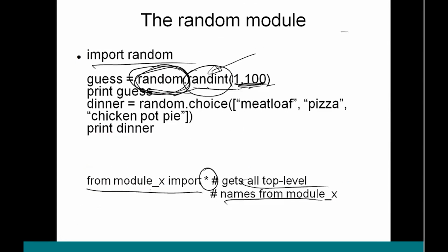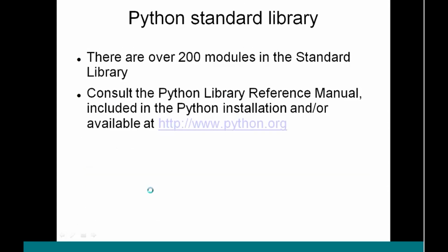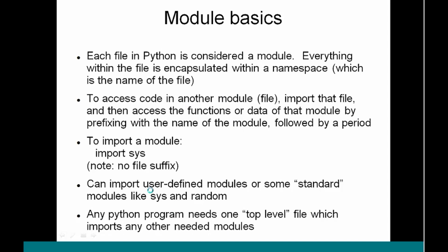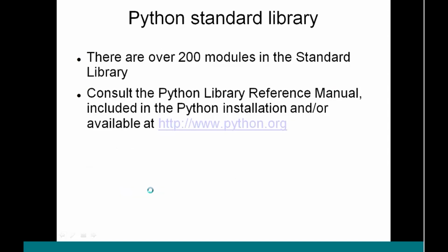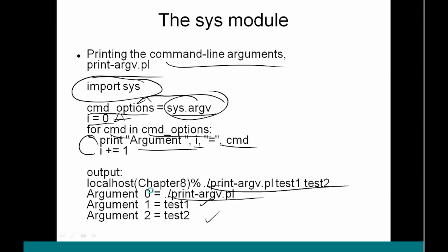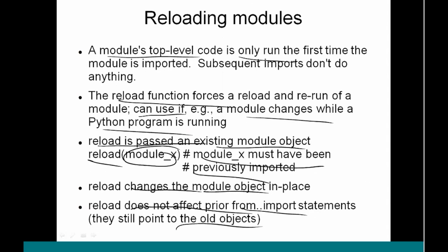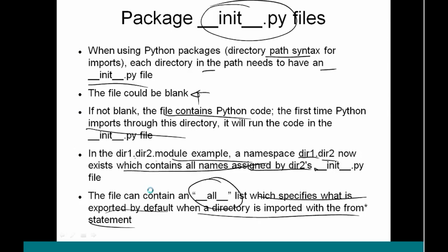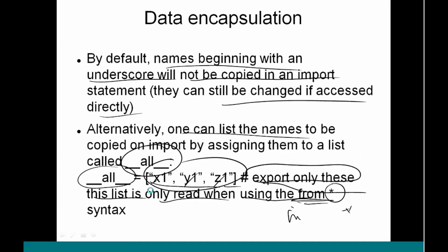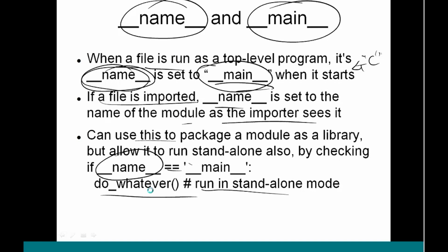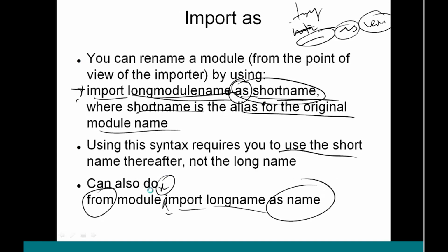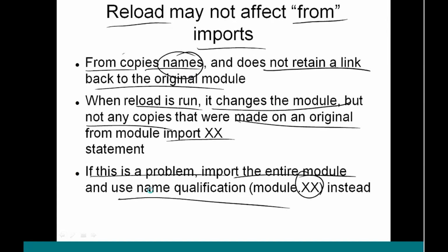Then we also covered the various module commands. We went through the basics of modules, how to import modules, how to use the from import commands. Then we also talked about various types of modules like the sys module and the random module. And then we went through how we reload modules, what the effects are, how we define packages, what the rules are that govern the package specification, and how we actually change what gets imported and what gets run.